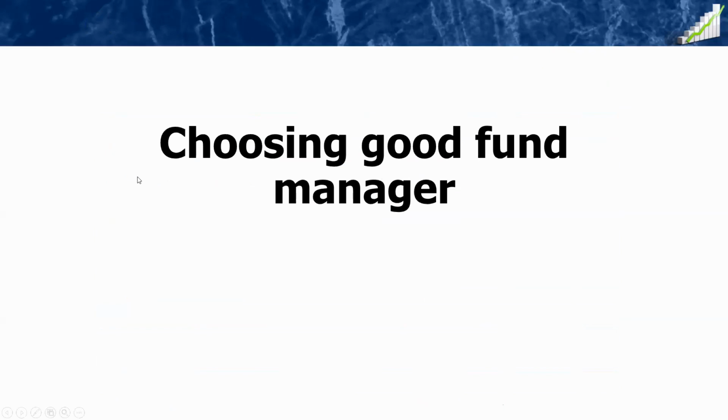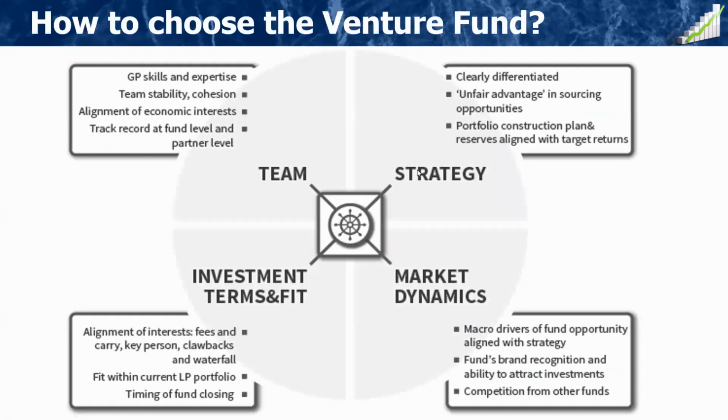Okay, now let's look at one good picture of how to choose a good fund manager. Actually, you have to look at four main pillars: the team, the strategy, the investment terms and fit, and market dynamics. When we talk about team, we should ask ourselves whether the general partner has good enough skills and expertise in a particular field or niche. How stable is the team? How cohesive is it? What is the alignment of economic interests with this team and inside the team as well? It's quite important to understand the motivation, the alignment of interest inside the manager's team. Otherwise, you can have a lot of rotation in the team, which will not benefit the performance for sure.